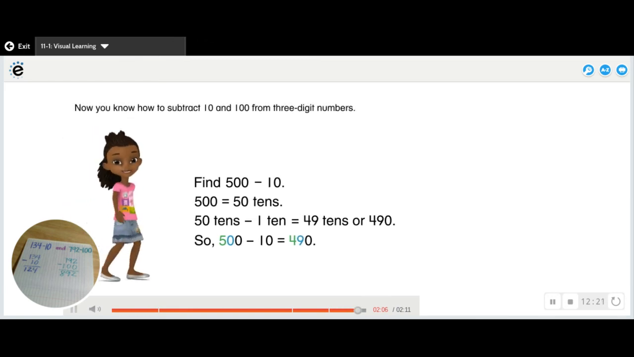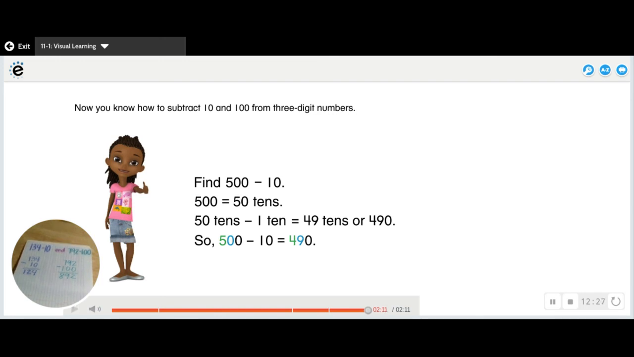Now you know how to subtract 10 and 100 from 3-digit numbers. Alright, go ahead and turn you around. Okay, so what you're going to do is you're going to click out of this video, go over to your assignment in Google Classroom, and go ahead and answer those 4 questions. The very first question is actually what you just did right here with the 500 minus 10, right? And what changes. Okay, so make sure you explain really well so that I know you understand.